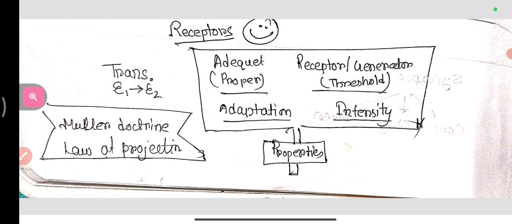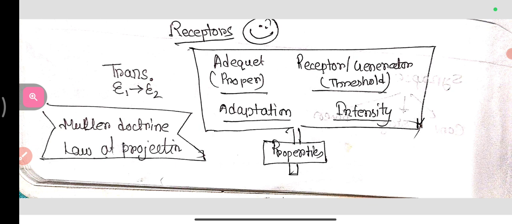Here comes the Muller doctrine of receptors. Muller doctrine says that nerves only carry electrical impulses. They do not carry light, sound, or any other kind of impulse. They only carry electrical impulses, and that electrical impulse goes to a certain part of the cerebral cortex and generates the feeling of light, sound, touch, etc. But nerves only carry electrical impulses.